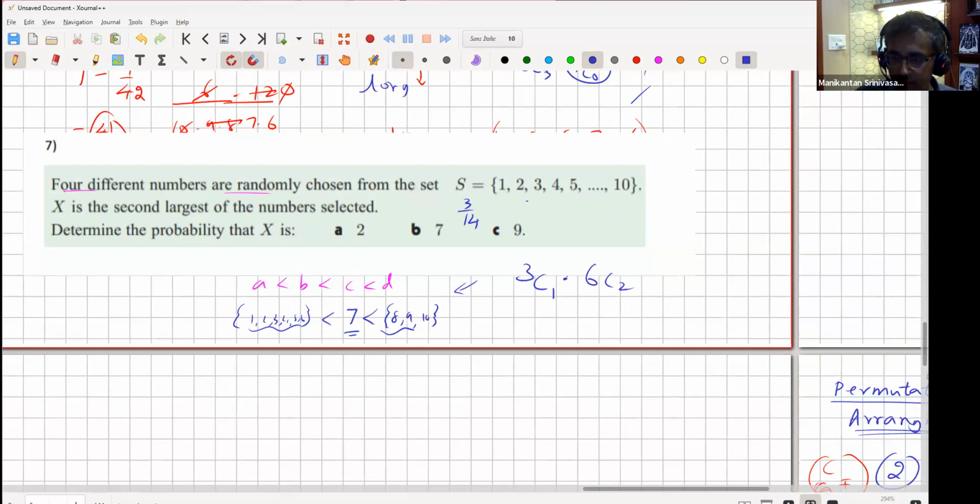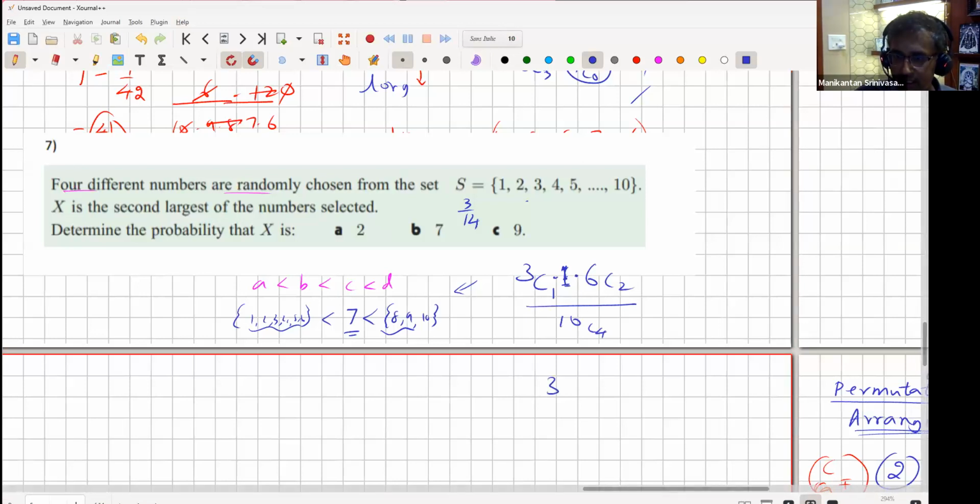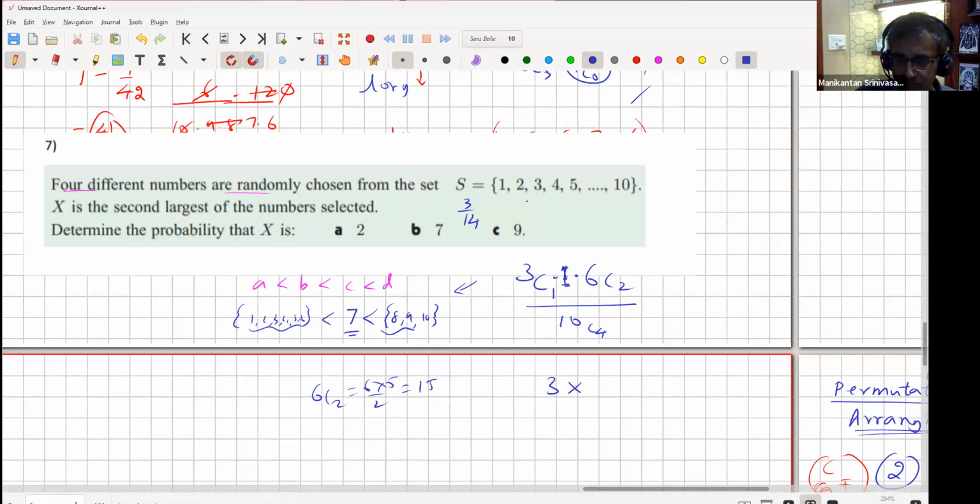7 is already chosen, so there's nothing for me to choose. I'll write a 1 here because there's no option. I have to select 7. So that's one way. The total number of possibilities is just 10 choose 4. And now the rest is simplification, right? So 3 choose 1 is just 3. 6 choose 2 I'll do separately: 6 into 5 by 2 into 1, which is 15. So it's 3 into 15 by 10 choose 4.